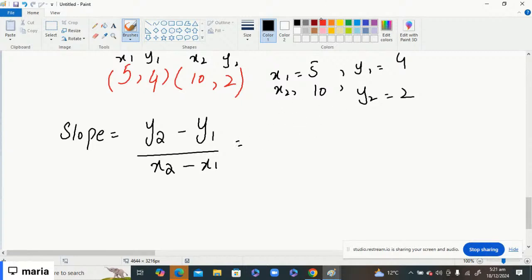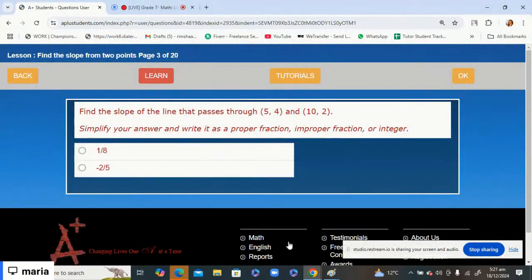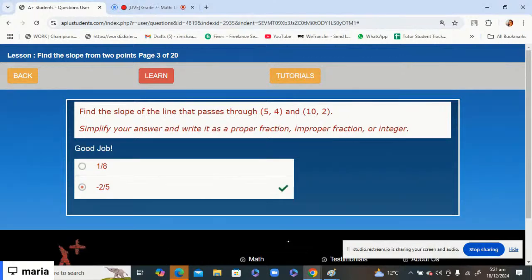In place of y2 I just put 2. In place of y1 I put 4. x2 is 10, x1 is 5. 2 minus 4 is minus 2. 10 minus 5 is 5. Minus 2 by 5. Yes, it's available here. Let's go with it.